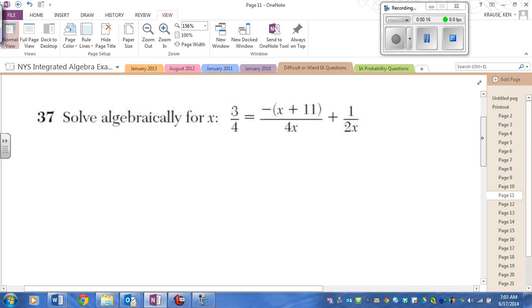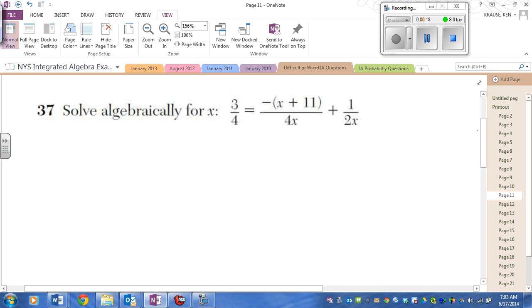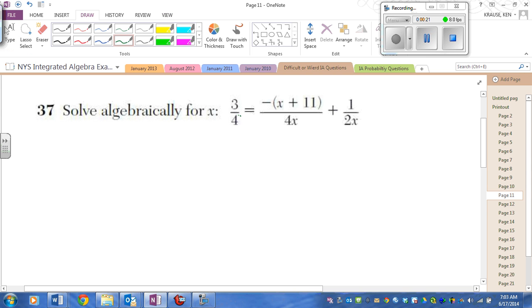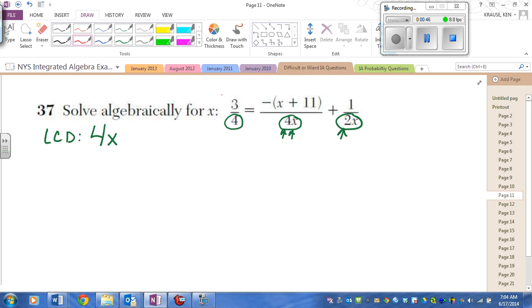Okay, these kinds of problems right here, what you need to do is take a look at the three denominators. We've got a 4, 4x, and 2x. The lowest common denominator, the smallest number that all of these will divide into, is 4x. There's an x in the denominator, a 4, and a 2. Well, in a 4 is a 2, so that's okay, and we have to have an x. So we're going to multiply each of these fractions by 4x.